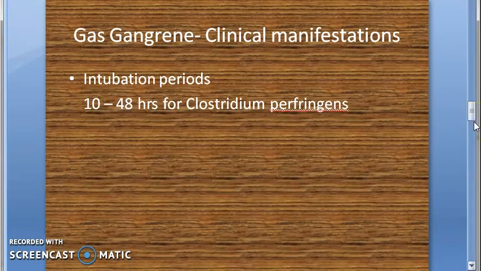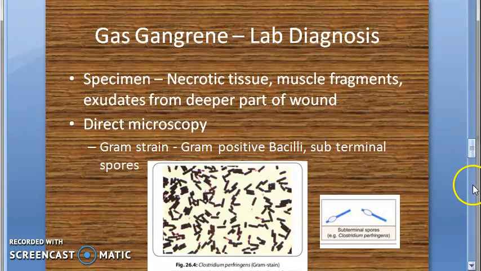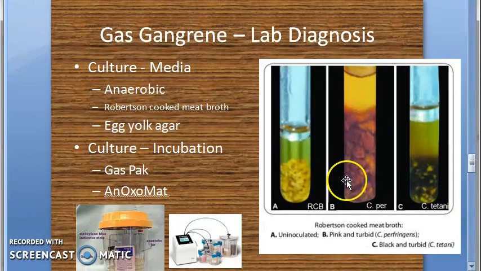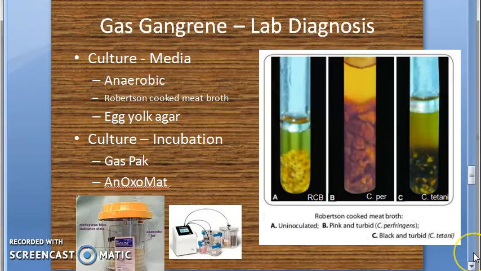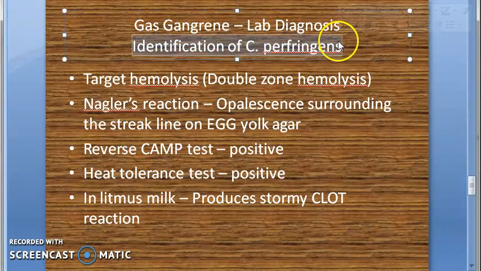Let's move on to lab diagnosis. We have already seen the clinical manifestations. So far in lab diagnosis we have seen what specimens to collect. Microscopy, we saw direct microscopy. Then we saw culture media, if you remember. We saw the culture media, gas pack, onyx and oxomat. Then coming to identification of C.